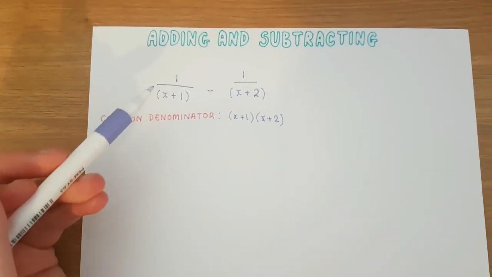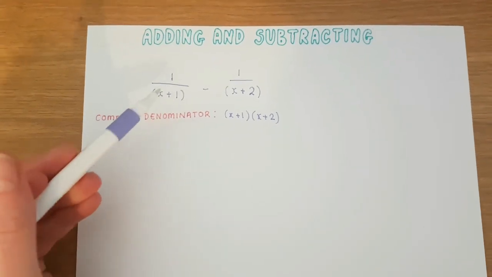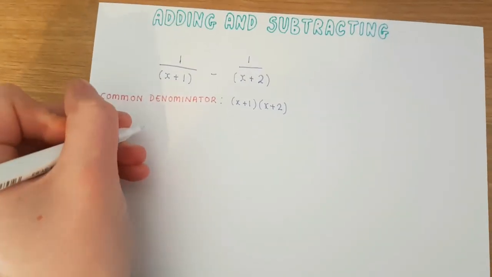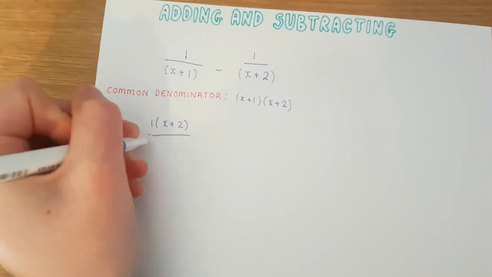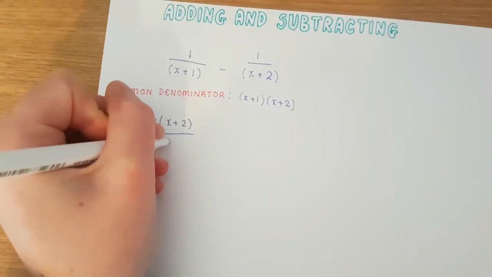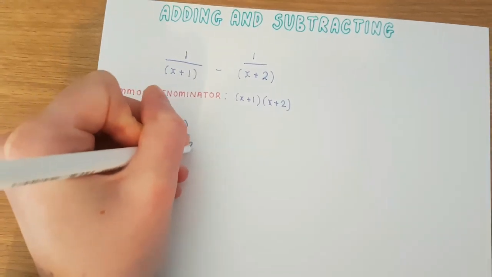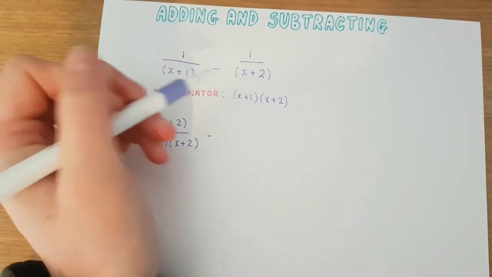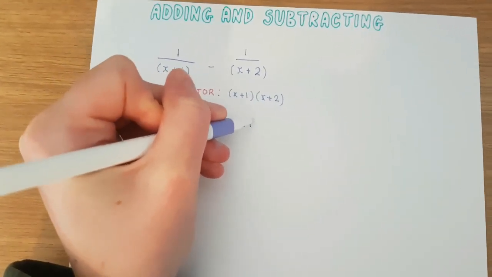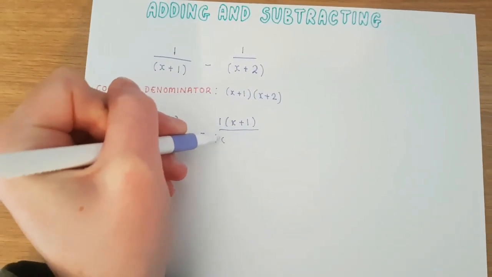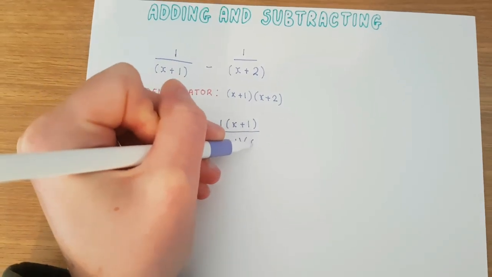As with anything, we have to keep this in proportion. So if we're multiplying this denominator by x plus 2, we also have to multiply the numerator by x plus 2. So I'm multiplying both the top and the bottom by x plus 2. And with the other fraction, I would multiply this by x plus 1. So I'm going to have the numerator multiplied by x plus 1 and the denominator multiplied by x plus 1.